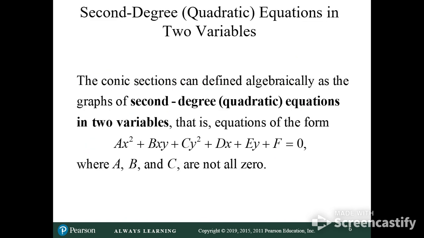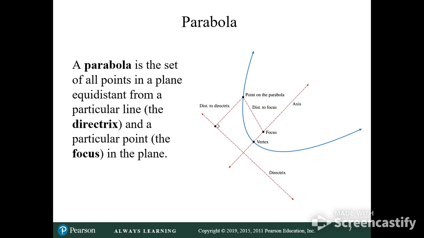We're going to take an equation that looks like this but has numbers in it, and we're going to turn it into ellipses, parabolas, and hyperbolas. So it can be a little bit complicated at times.